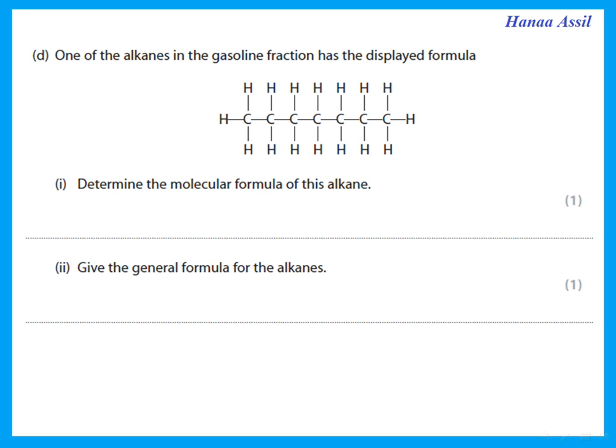One of the alkanes in the gasoline fraction has this displayed formula. Determine the molecular formula of this alkane. Of course, molecular formula means you just add up all the carbons and all the hydrogens. So how many carbons and how many hydrogens do you have up there? It is C7H16. Give the general formula for the alkanes. You are required to know what is the general formula of alkanes. It is CnH2n+2. So the number of hydrogens is always twice the number of carbons plus 2.